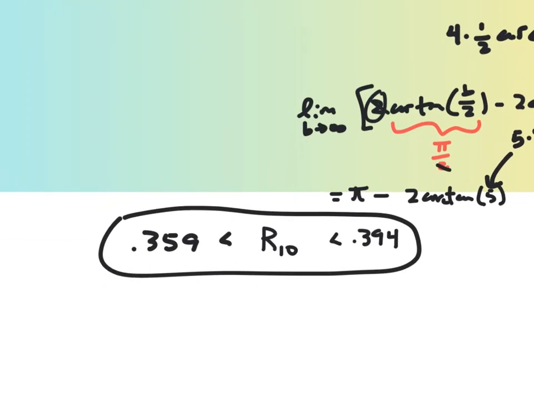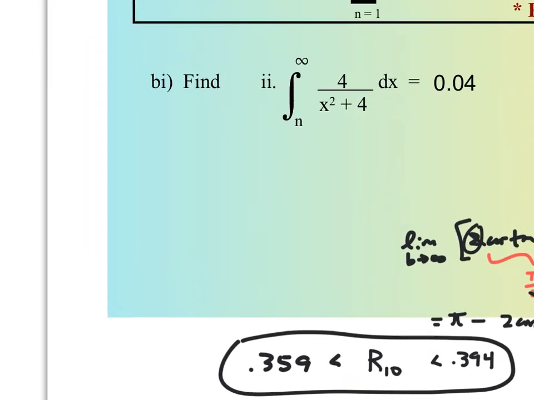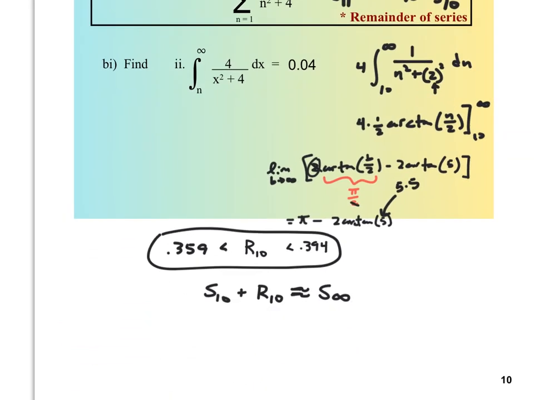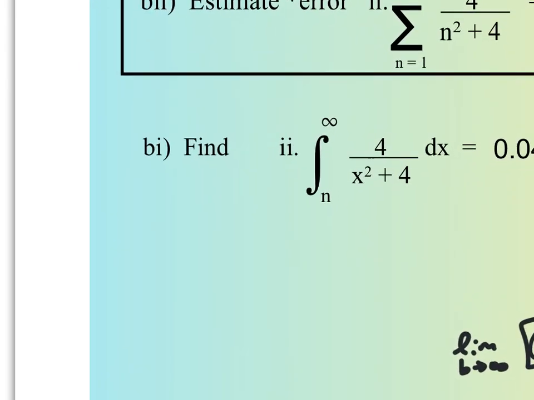So if I found the sum of the first 10 terms and added my error, which is somewhere in there, I would have a decent approximation of the infinite sum. It wouldn't be great, but it'd be decent. So let's find this to within 0.04. We're going to have to go out pretty far, because we went out 10 terms and got an error of this.